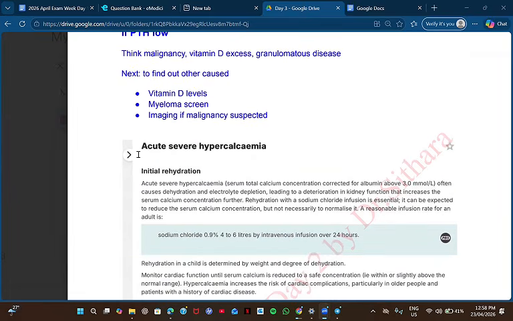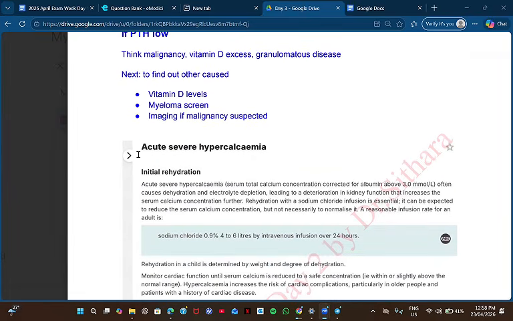If parathormone is low, you can think about malignancy, vitamin D excess, or granulomatous disease. Then you have to find out the exact cause, with a vitamin D level or a myeloma screen, because sarcoidosis also causes hypercalcemia. You can find that out later. But first you have to confirm it, then identify whether it is parathormone dependent or independent, and only then can you do further investigation, right?